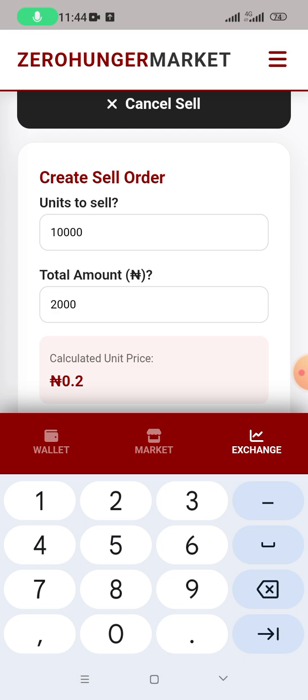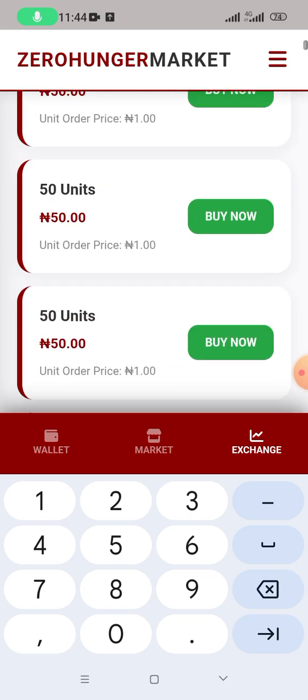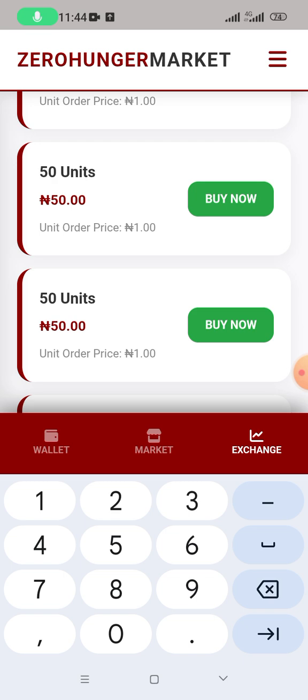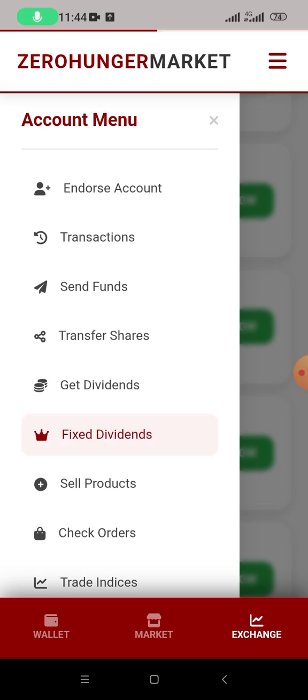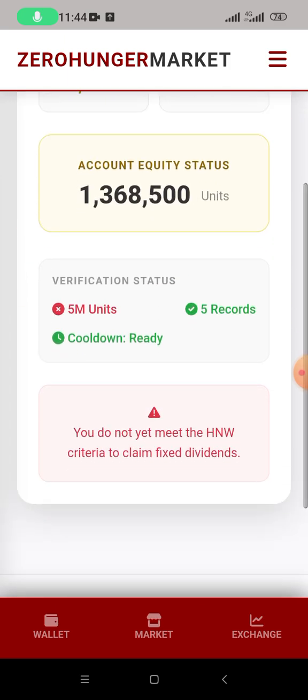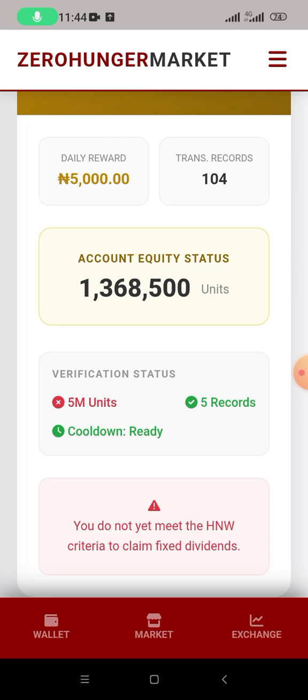So that is strategy 2. Strategy 1 is to buy units at a lower price. Strategy 2 is when you want to be reselling. You might not be interested in reselling. If you're just interested in claiming your daily profit share, you can do it here. And if you have up to 5 million share units, though I don't have it, you can come to fixed dividend here, and what you claim is 5,000 naira. The daily reward that you claim is 5,000 if you have up to 5 million units. I'm not qualified for that for now, that's why I don't want to make reference to it.